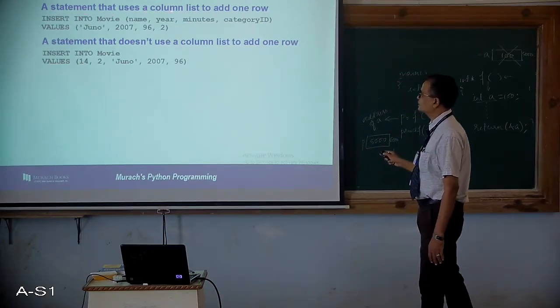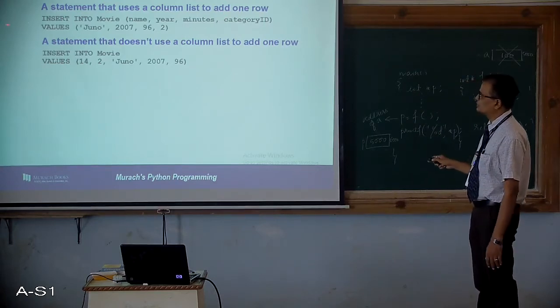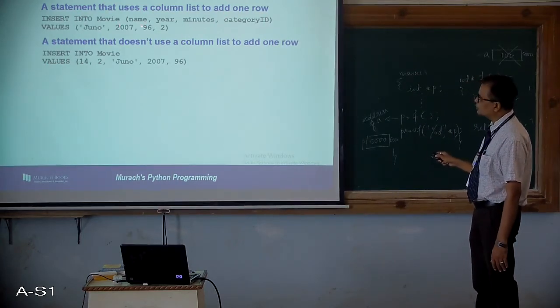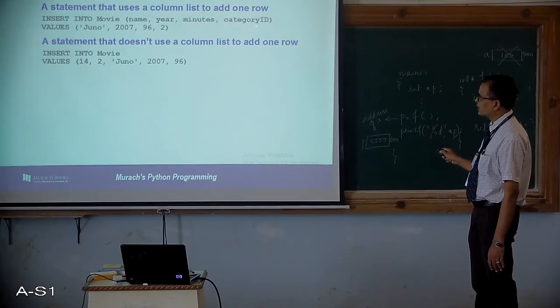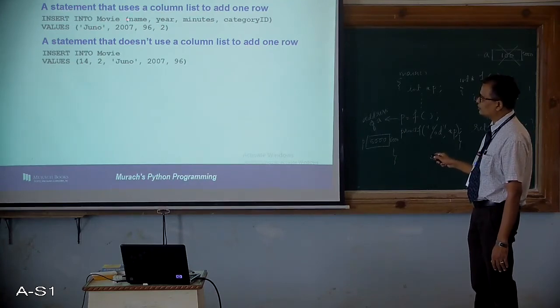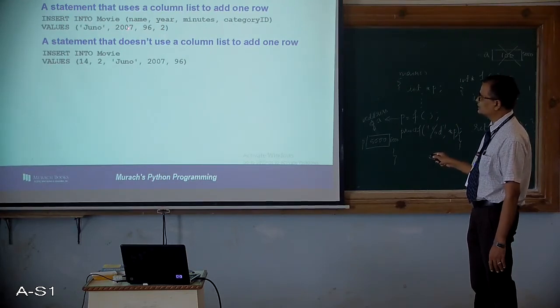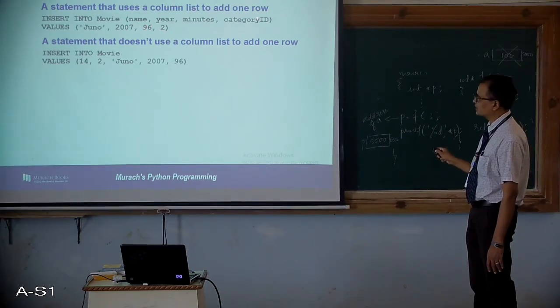A statement that uses a column list to add one row: insert into movie, name, year, minutes, category ID. Values are: this is the name, this is the year in which this particular movie was created, this is minutes, meaning duration, and this is category ID.